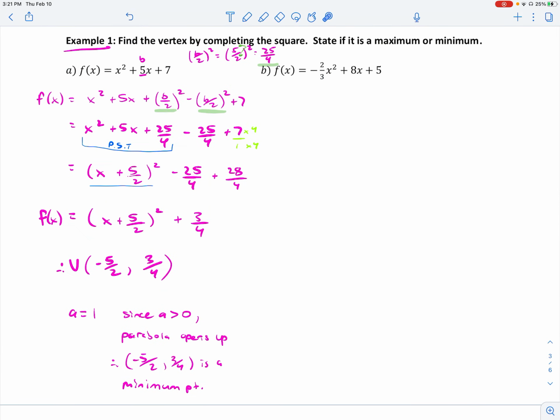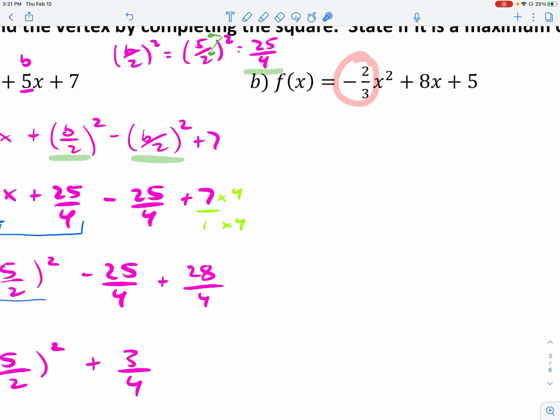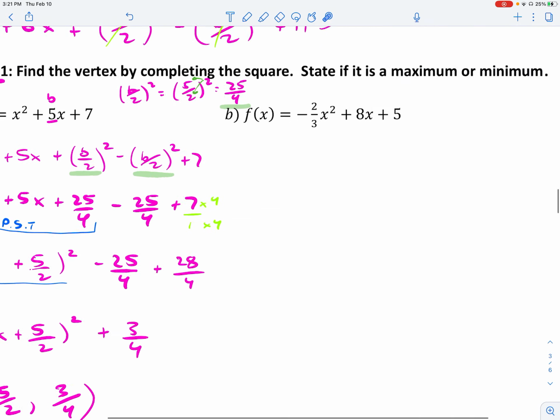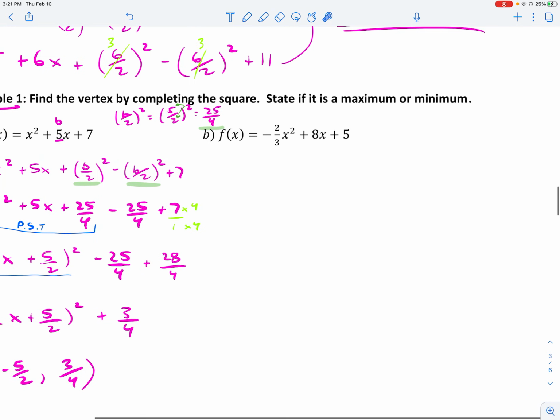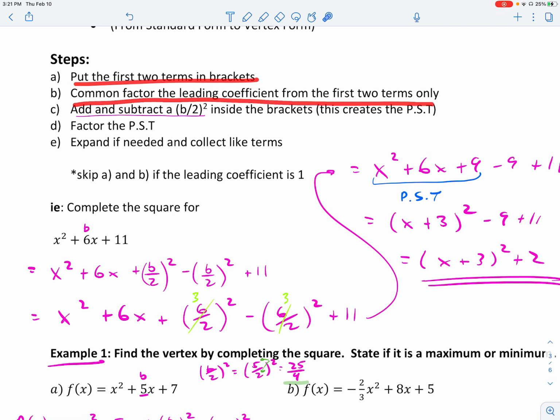Okay, let's do this next one together. I was going to say, why don't you go ahead and try it, but we got a nice ugly fraction here, so it's probably best if we do this one together. So we don't have 1 in front here this time. If you remember the rules, it says put the first 2 terms in brackets and then the common factor, the leading coefficient from the first 2 terms only.